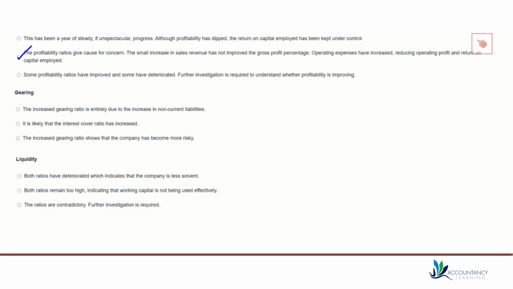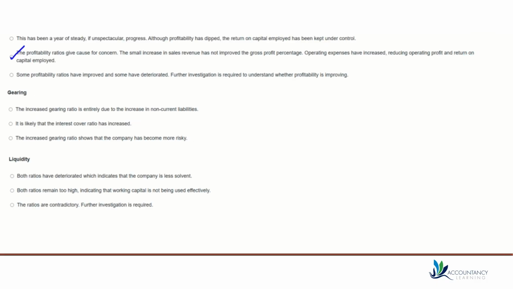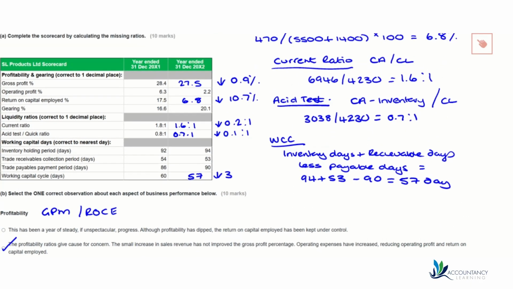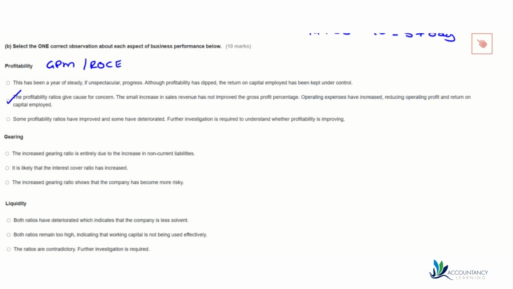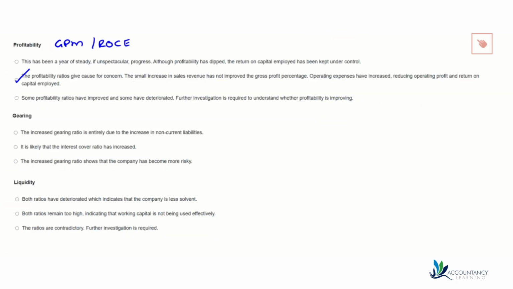The next one is to do with the gearing ratio. Although we didn't previously calculate this, if we go back to the table, we can see from the gearing ratio that this has actually increased by 3.5%. As it's increased, the gearing ratio shows that the company has become riskier. It also means that the company is financed by more debt.